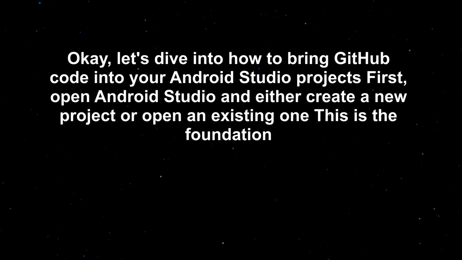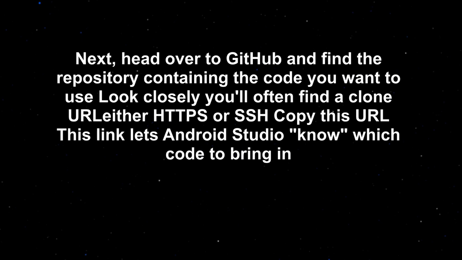Ready to supercharge your Android apps with code from the entire world? Okay, let's dive into how to bring GitHub code into your Android Studio projects. First, open Android Studio and either create a new project or open an existing one. This is the foundation. Next, head over to GitHub and find the repository containing the code you want to use.